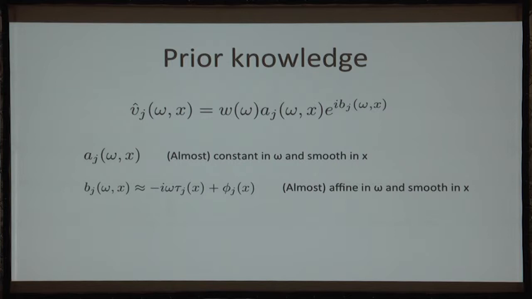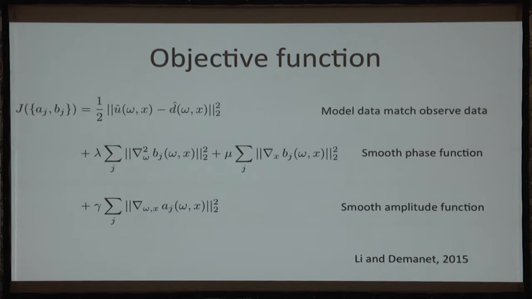So this is the objective function that we are setting up, and the models we are trying to solve are the amplitude and phase of each individual event. And the first term here is very similar to the full waveform inversion objective function, where we want the model data to match the recorded data. The difference here is that we are not doing any wave equation modeling. We are using this summation of events as our model operator.